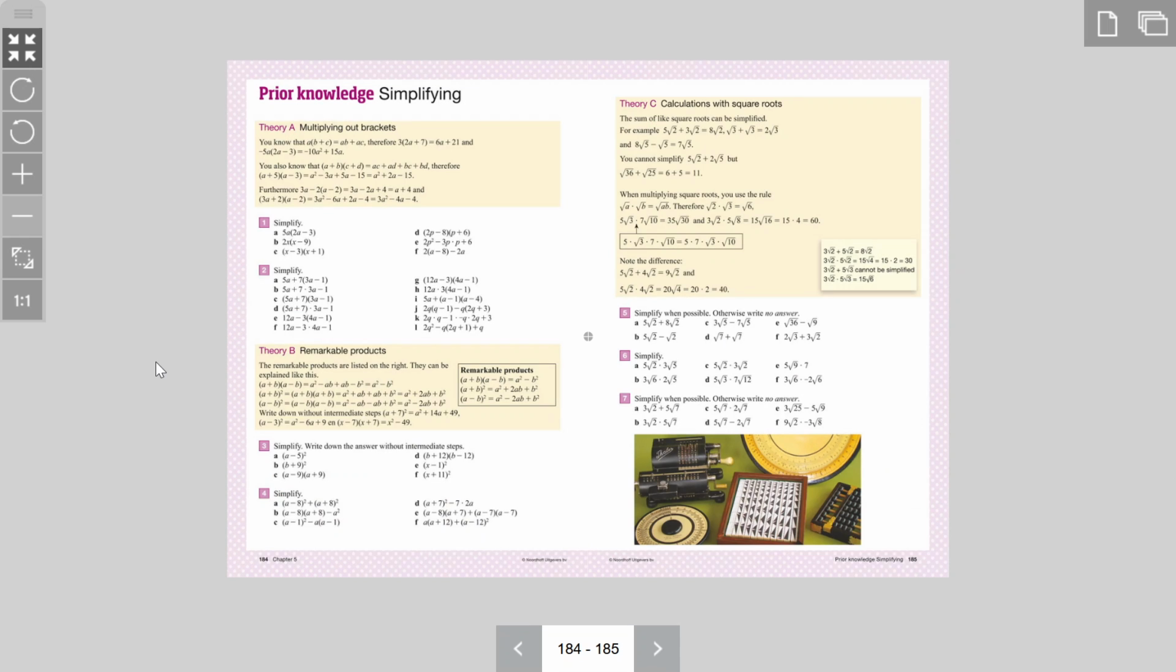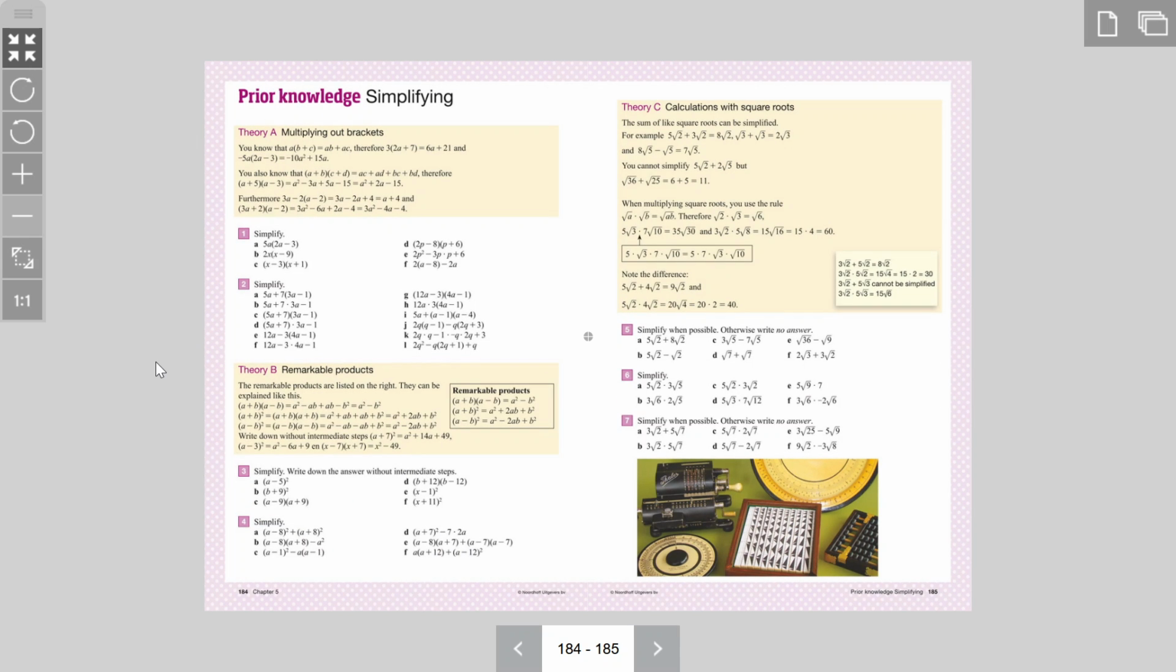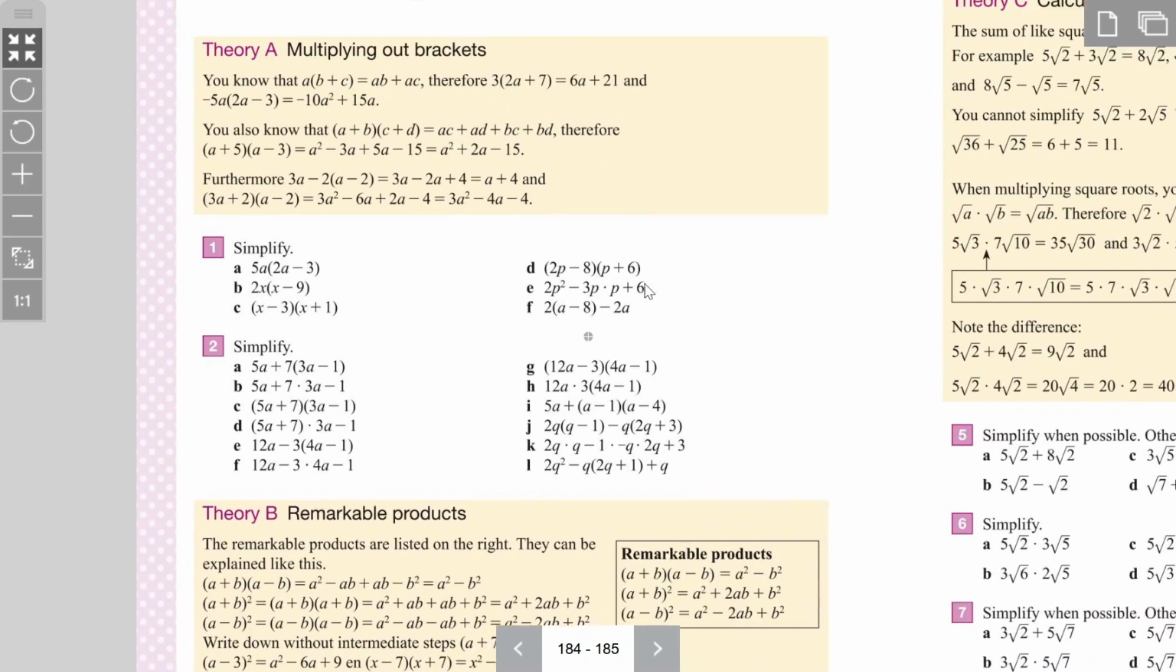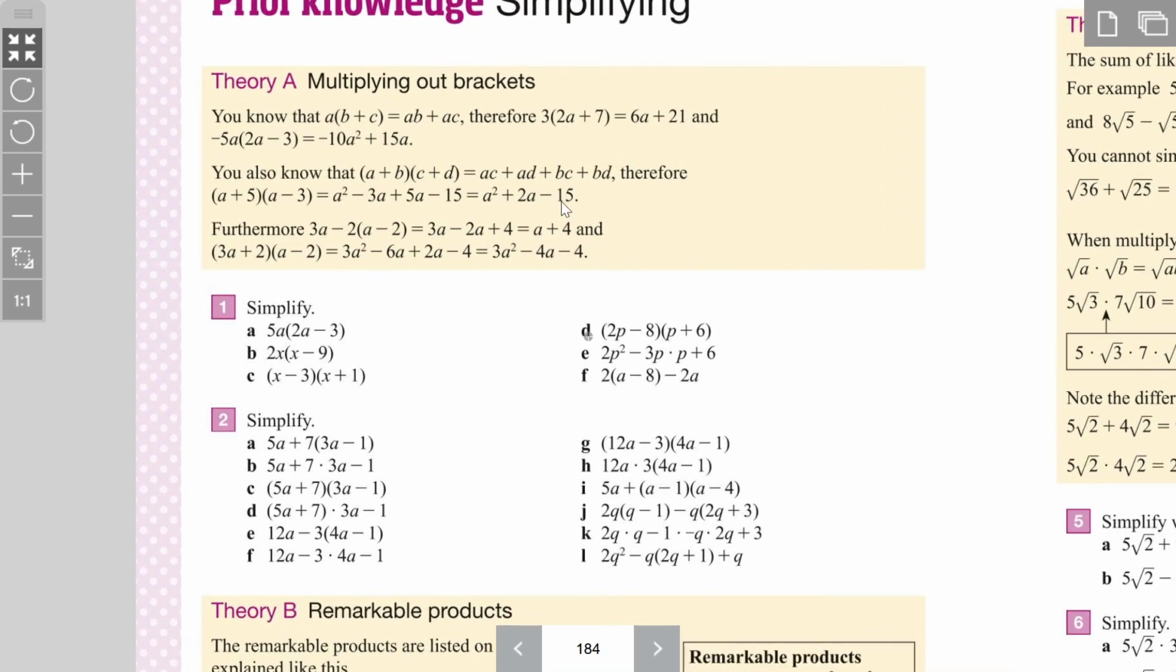Hello everyone, today I will cover the prior knowledge of chapter 5, which is prior knowledge, so that means this is not anything new, which doesn't mean that you cannot find this difficult, but in that case, I would ask you to practice this a lot because we are going to need the theory A, B, and C part quite heavily, okay? So again, multiplying out brackets.